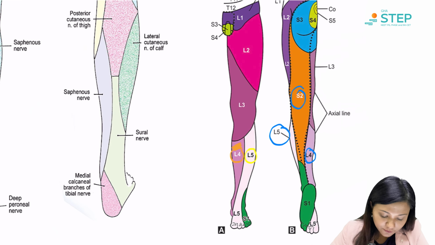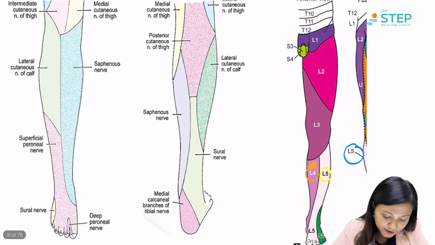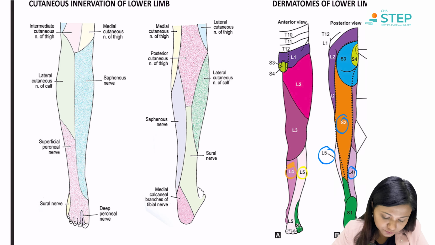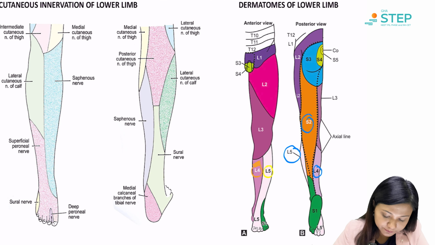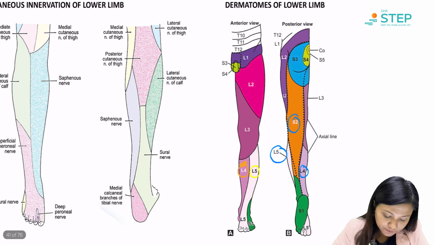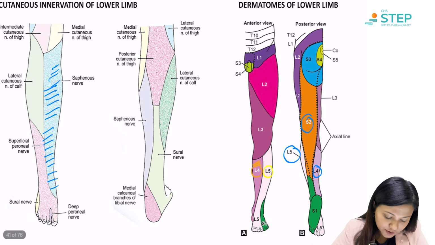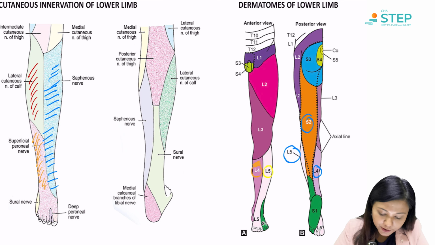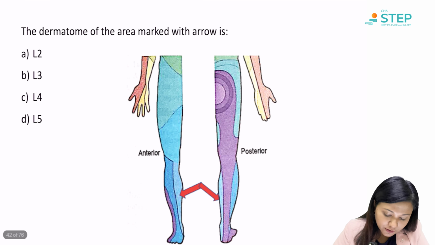Okay, and if they are asking about the nerve, what will be that nerve? That nerve will be your saphenous nerve. So the medial aspect is the saphenous nerve. On the lateral aspect you will have the superficial peroneal nerve, and on the upper half you will have the lateral cutaneous nerve of the thigh. So the correct answer will be your L4.